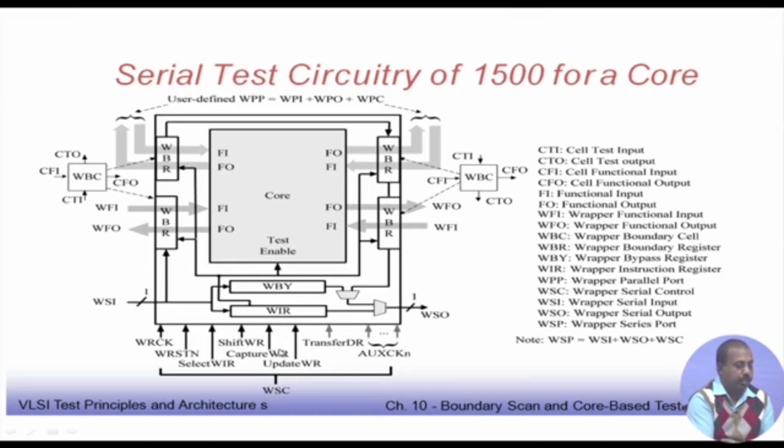These are the different commands: select WIR, shift WR, capture WR, update WR, and transfer DR. These are the various commands given to the serial control, and there are some auxiliary clock inputs that can also be used in some cases. If some extra clock signals are necessary, they can be supplied through this auxiliary input.